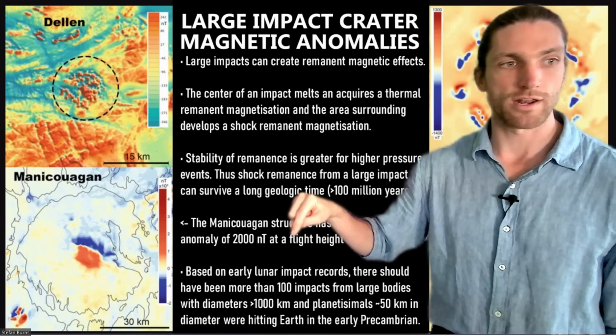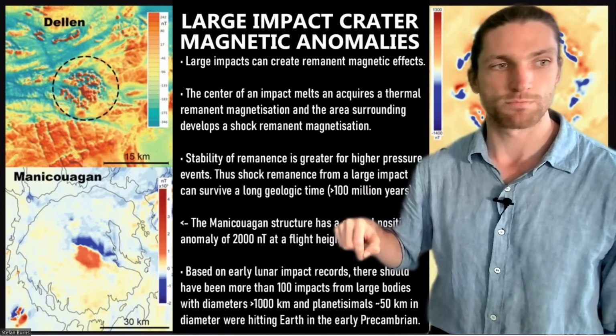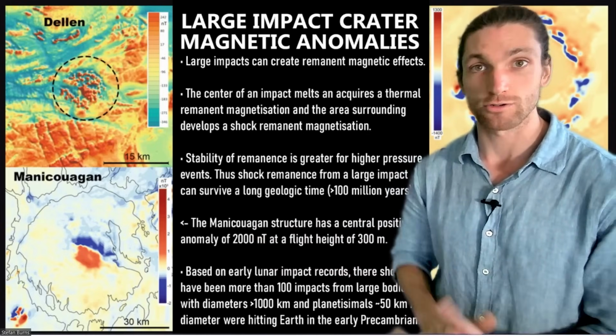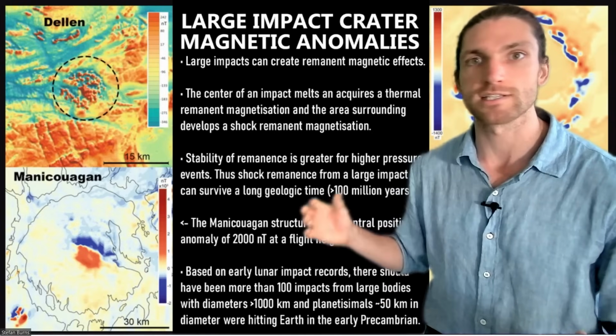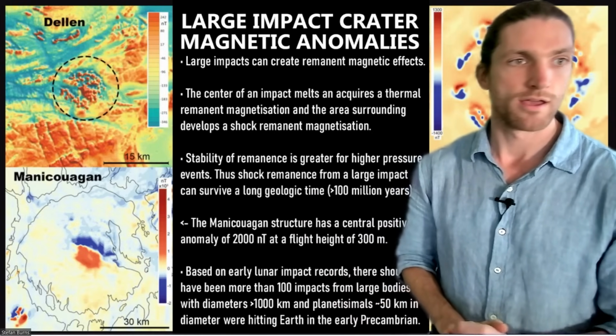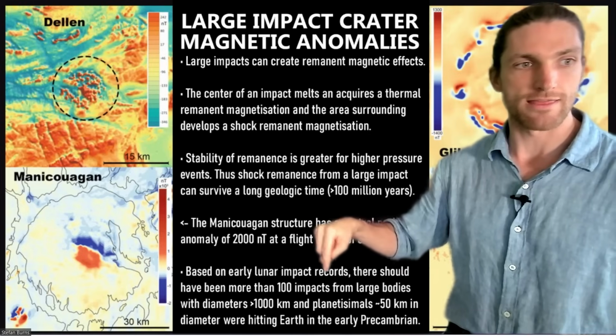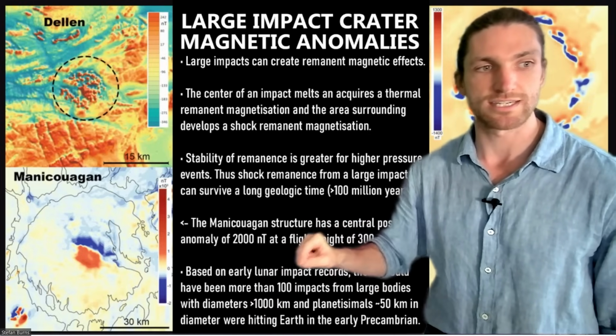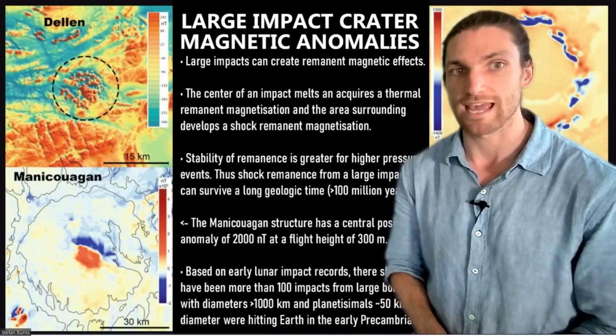And based on early lunar impact records, if we talk about Earth in deep geologic history, there should have been more than 100 impacts from large bodies with diameters greater than 100 kilometers. This is how the Earth was formed. It was just by a whole bunch of things colliding together. This is our best theory for the formation of our planet. And then smaller planetesimals that were about 50 kilometers in diameter were still hitting Earth in the early Precambrian.